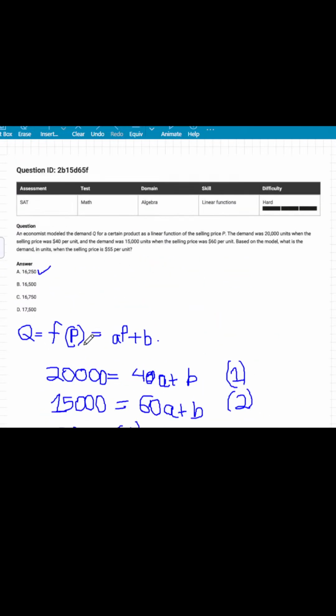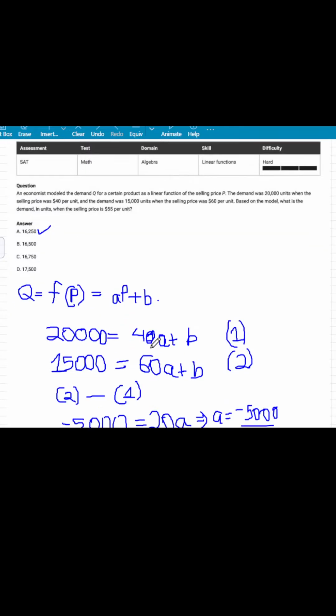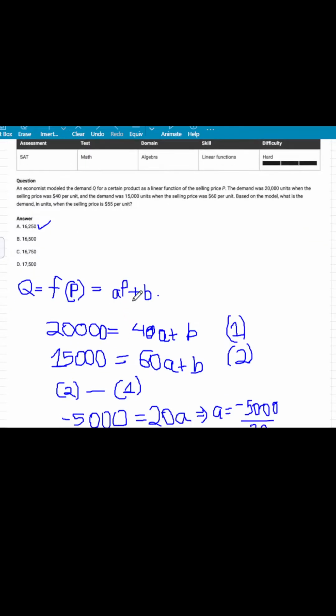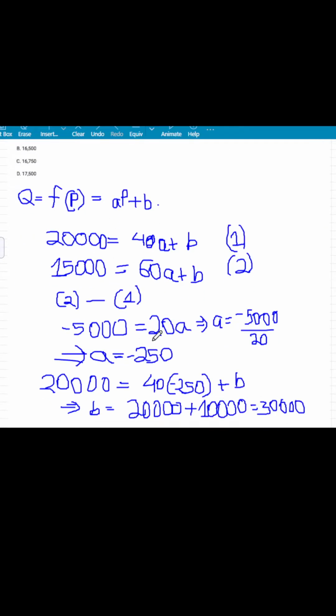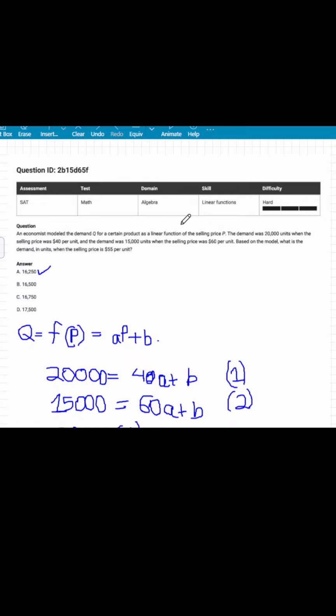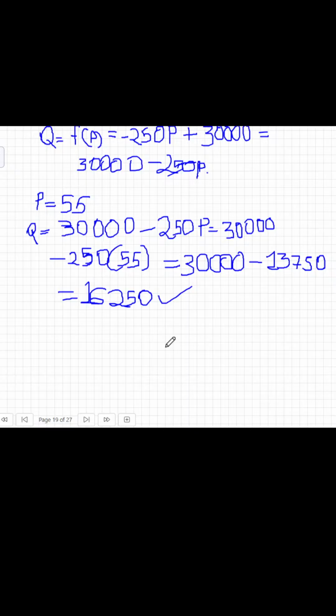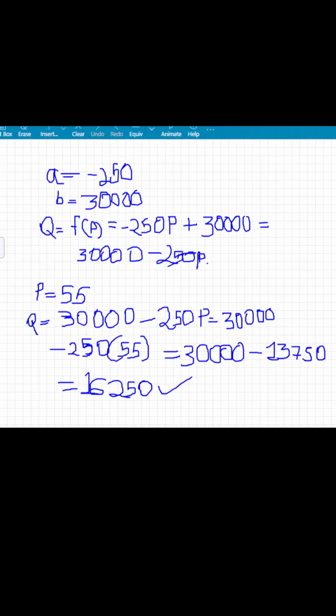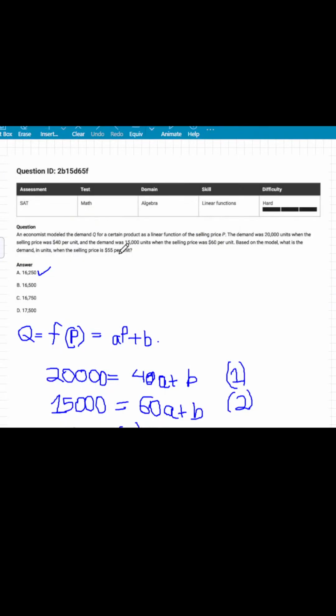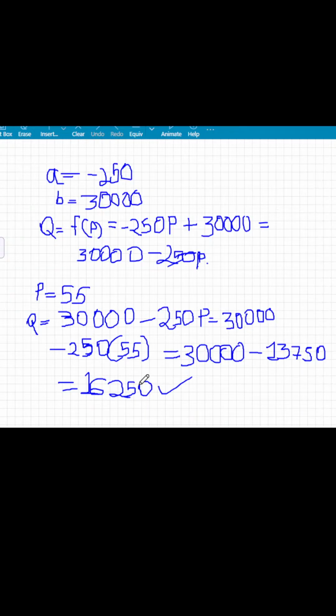So in this question you have to first write it as a linear function Q in terms of P, and then in the standard equation you have to get the parameters a and b to define the function, and for that we have these two coordinates given, which is 40 and 20,000 and 60 and 15,000. Then once we get the function, we have to put the value for the given question, that is $55 per unit, and we get the demand.